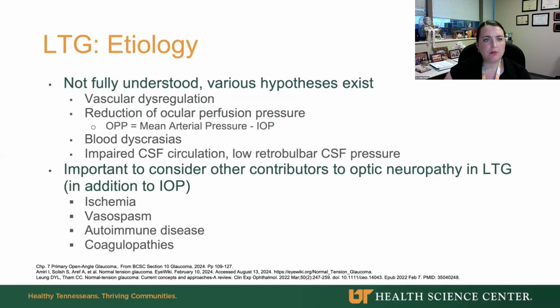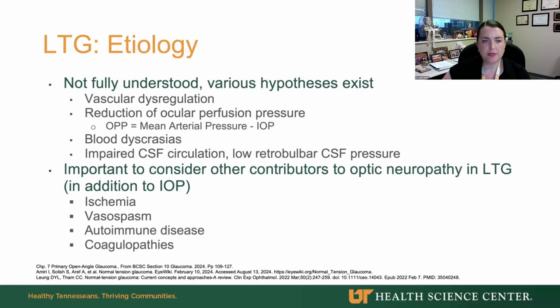So what's the etiology of low tension glaucoma? It's not fully understood, but there are many hypotheses. Some postulate that it's due to vascular dysregulation. Others think there's a contribution from reduction of ocular perfusion pressure, and I had to look this up: ocular perfusion pressure is mean arterial pressure minus intraocular pressure. Others think there are contributions from blood dyscrasias, anemia, coagulability issues, et cetera.